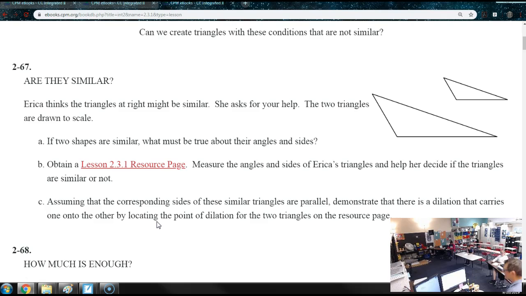So when we're looking at 67, Erica thinks these triangles might be similar. She asks for our help, and we say they are drawn to scale. So if the two shapes are similar, what must be true about the sides, the angles? Let's just remind ourselves what similarity is.